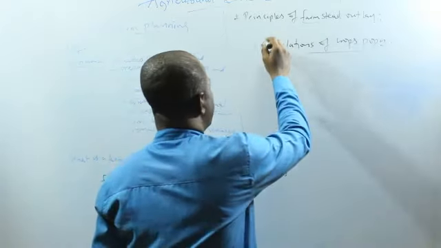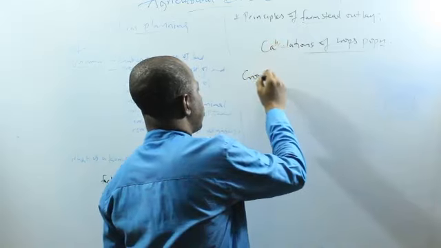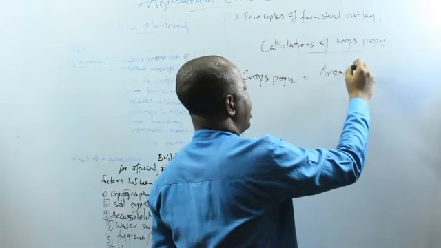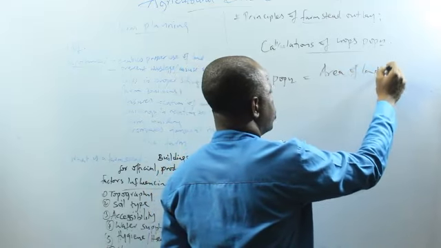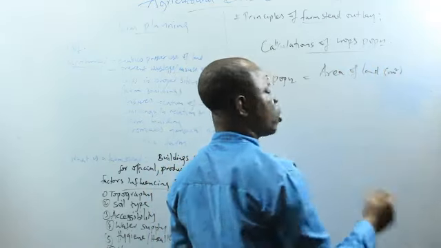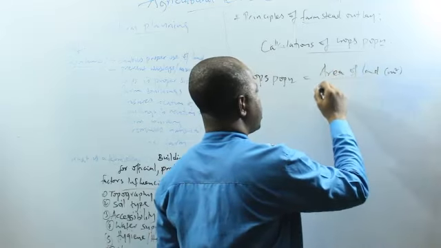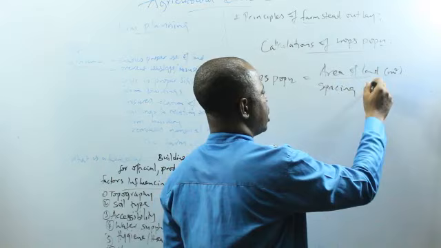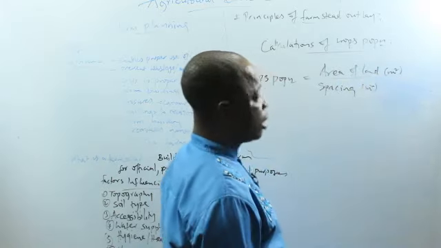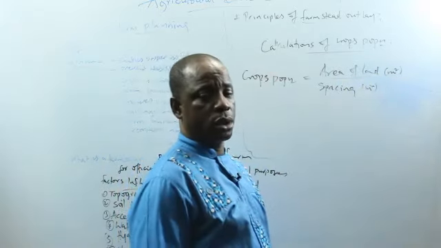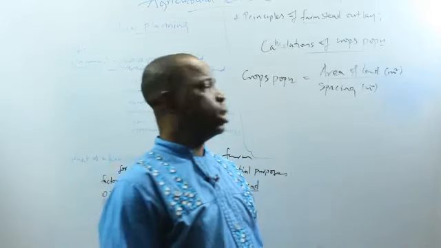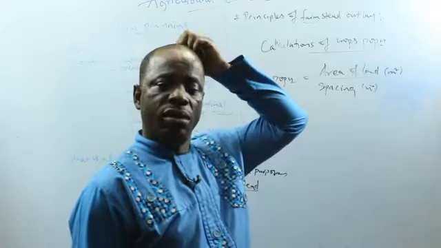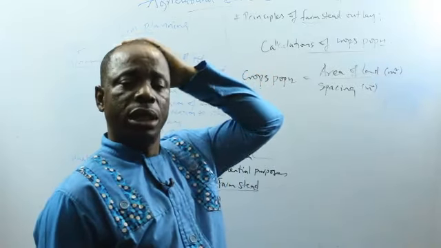So calculation now. Crop population equals area of farmland, which is measured in meter square or converted to meter square, all over spacing, which is also measured in meter square or converted to meter square. This is crop population: area of farmland over spacing. Everything should be in meters square.